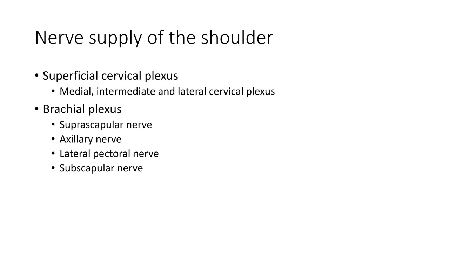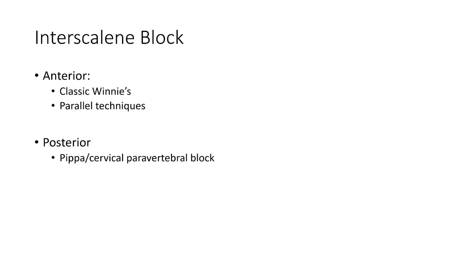Having covered the anatomy relevant to interscalene block, let us look at some of the historical anatomy-based and nerve stimulation-based approaches to interscalene block. So there are anterior approaches like the classic Winnie's approach, and approaches where the needle is inserted parallel to the cervical spine like the Meier approach, and then there are posterior approaches like Pippa's approach.